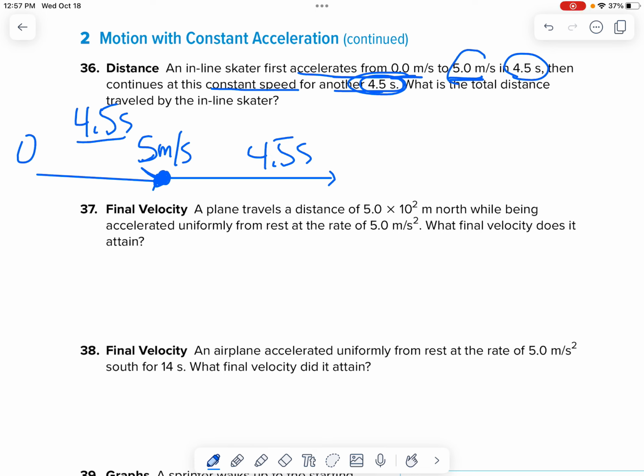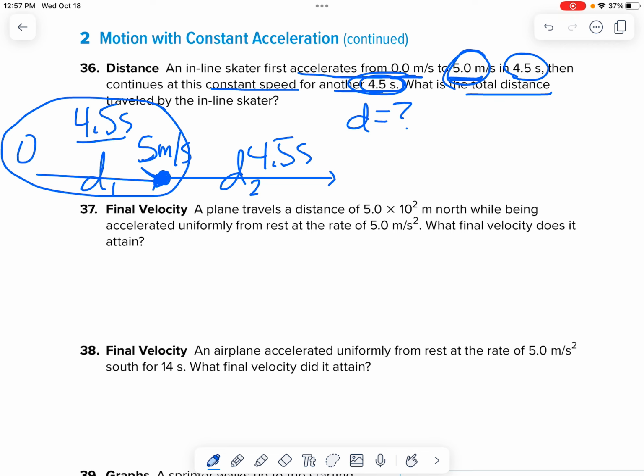Oh, actually, it's right there. I'm sorry. The 5 meters per second is that velocity. So we're trying to find distance. I want to find the distance in this part, and then the distance in that part. It's two parts, distance 1 and distance 2, and we're going to add them together. So I can find the distance here. I'm looking for a formula that has distance, which is what I want to find, and I'm given the initial velocity, which is 0, the final velocity is 5, and time, which is 4.5.